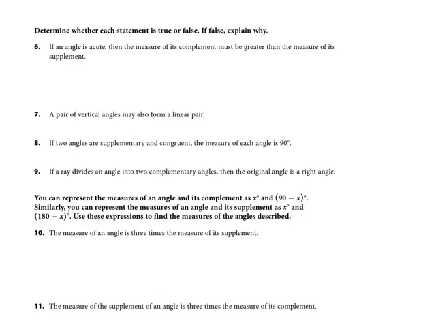Let's try number 6. If an angle is acute, then the measure of its complement must be greater than the measure of its supplement. Now, in this type of problem, it actually helps if we invent a number. So, an acute angle is any angle between 0 and 90 degrees. Now, I'm just going to choose a simple number to work with. So, let's choose 30.